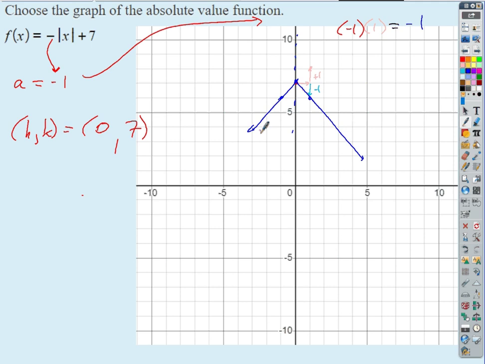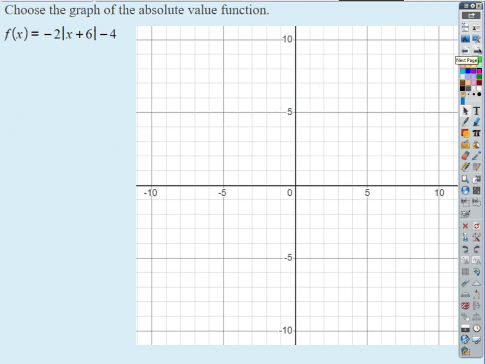Okay? How about that? What's a? Okay. And h and k are what? Okay, so the vertex is at -6, -4.